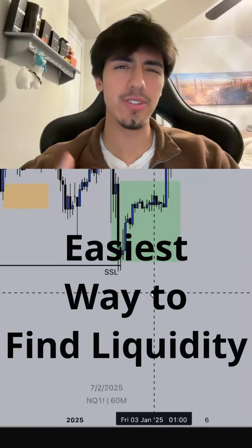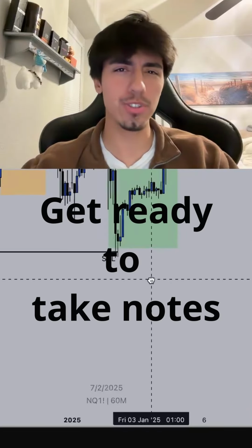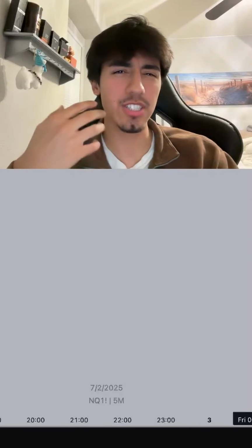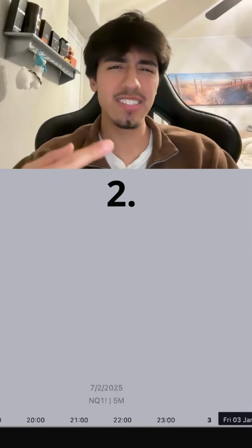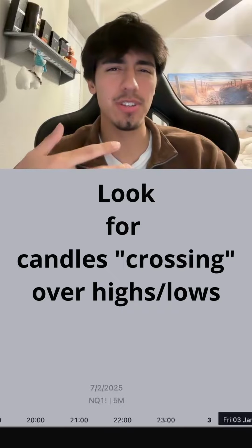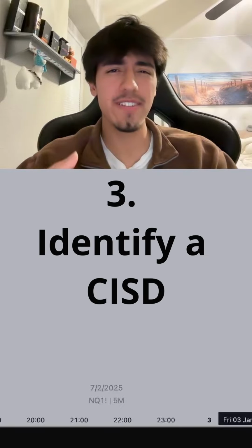This is the easiest way to identify liquidity sweeps when trading futures. Finding liquidity sweeps can be broken down into just 3 simple steps. The first step being finding highs and lows in any key area. The second step is to wait for this price action to be swept, and this is simply just price barely crossing over the points. And the third and final step is to identify a CISD.